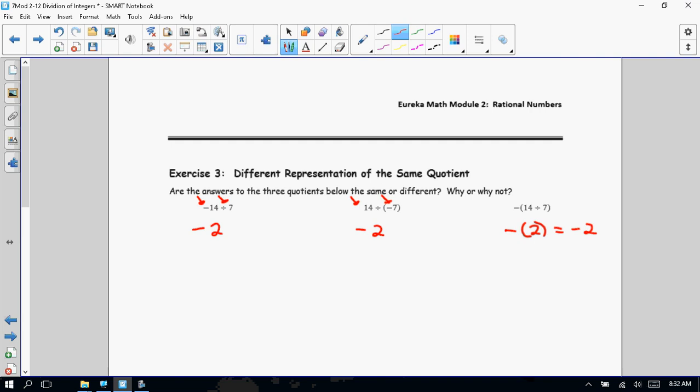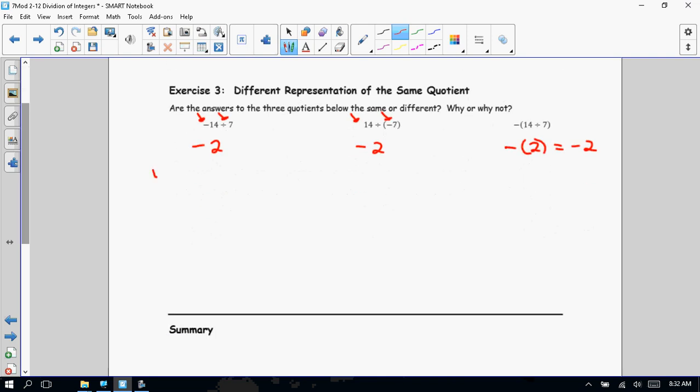Are the answers to the quotients the same or are they different? They are all the same.